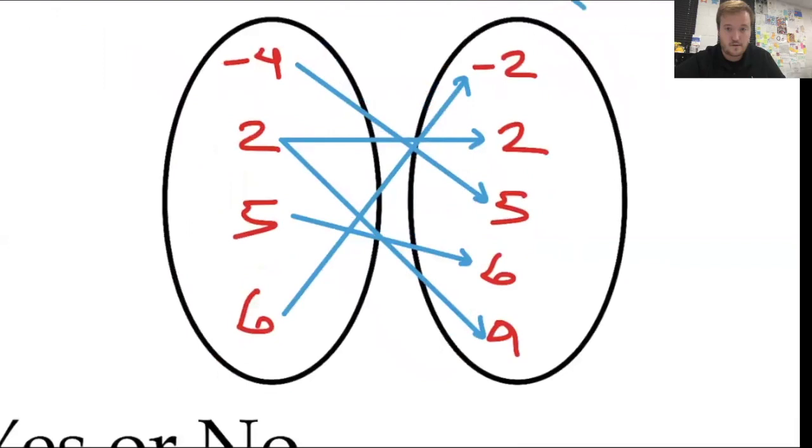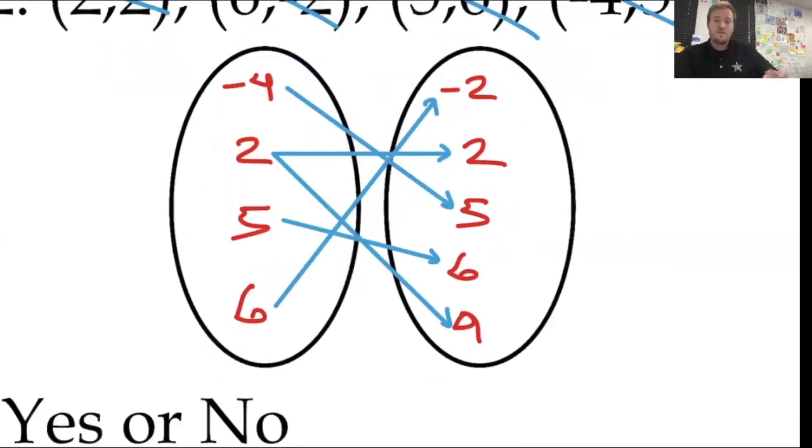Okay, so some of your maps are going to look very elegant and very nice, and then some are going to look like this, a hot mess. So some of these are going to have arrows going literally everywhere, which is okay.